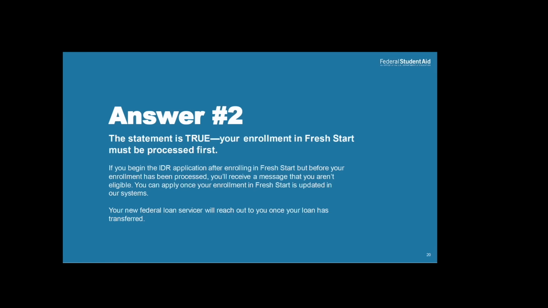The answer is true. That is correct. Your enrollment in Fresh Start must be processed first. If you begin the IDR application after enrolling in Fresh Start, but before your enrollment has processed, you'll receive a message that you aren't eligible. So you must apply. Then, once you're enrolled in your Fresh Start program, it will update in our systems that you are now current, you are in repayment status, and you can select an IDR plan.